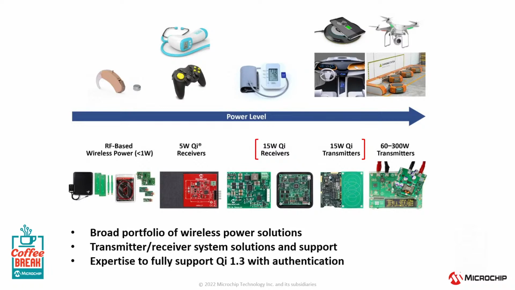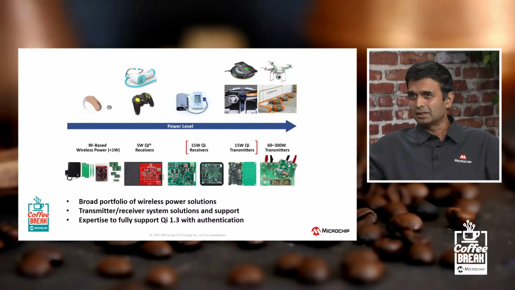That's a lot of power for wireless power. These are for applications like robotic mowers and drones. I do want to mention that in the middle, there are a few Qi-based solutions, and this aligns with the most recent release specification, Qi 1.3, released in the middle of last year. Microchip has a lot of deep expertise in authentication, which is required for Qi 1.3, and in fact we were driving the specification in the standards body.